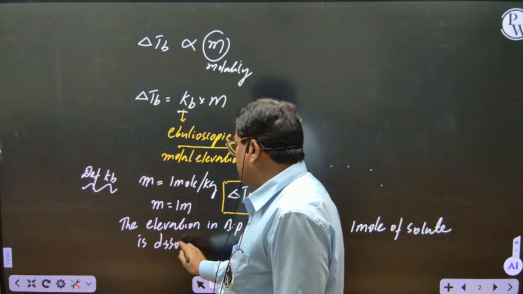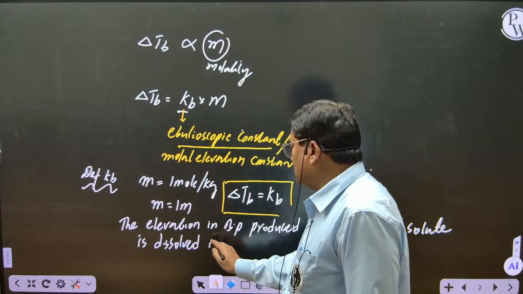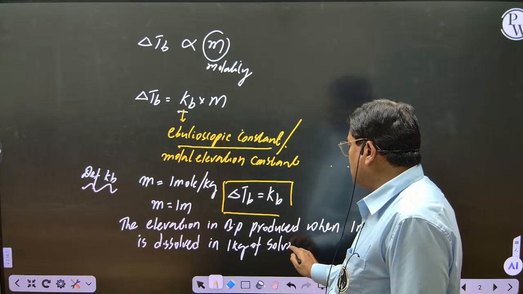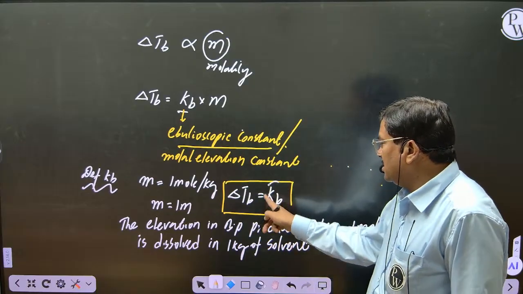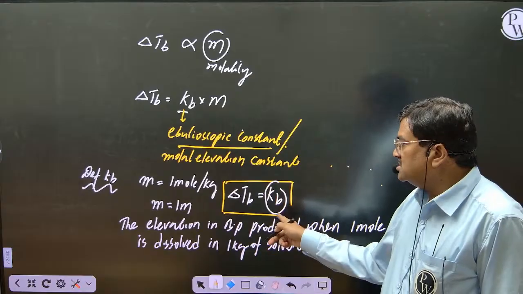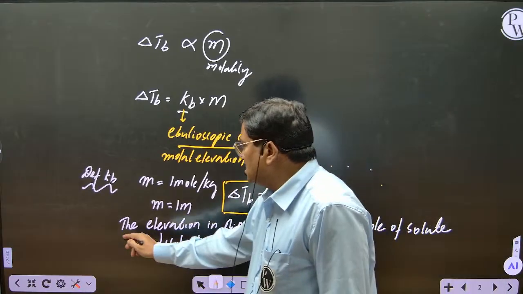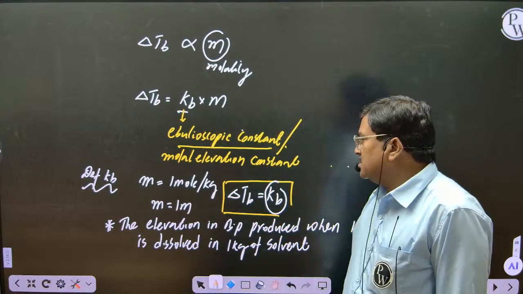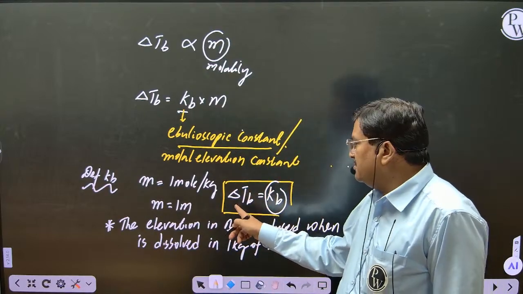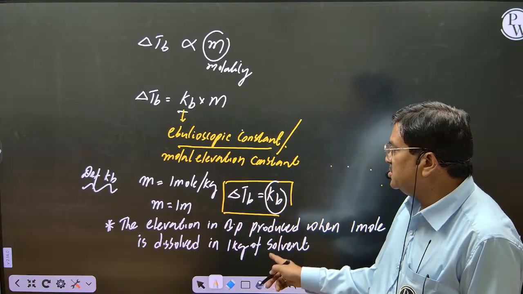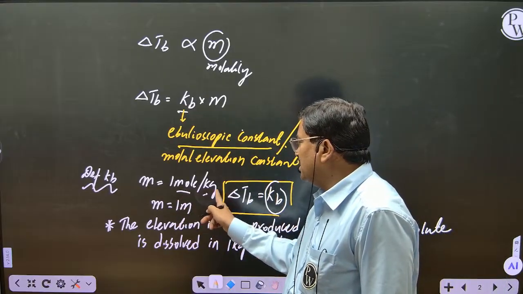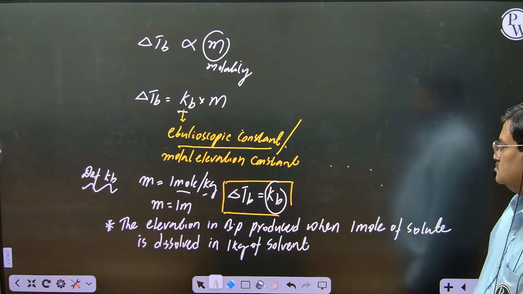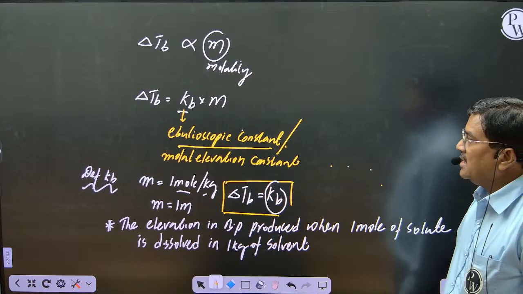Are you following, all of you? When 1 mole of solute is dissolved in 1 kg of solvent, then it is known as what? Ebullioscopic constant, or we call it molal elevation constant. This is important. Put a star mark for ebullioscopic constant. Clear for all? So simply, Kb is nothing but the elevation in boiling point produced when 1 mole of solute is dissolved in 1 kg of solvent. Clear, understood all of it?